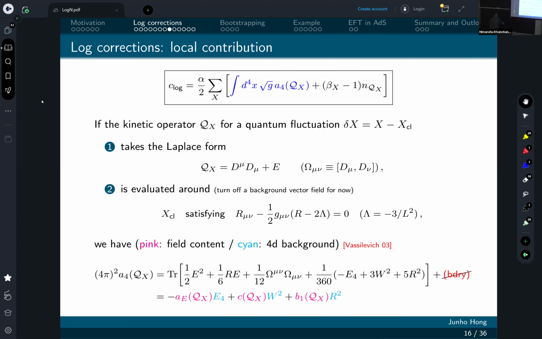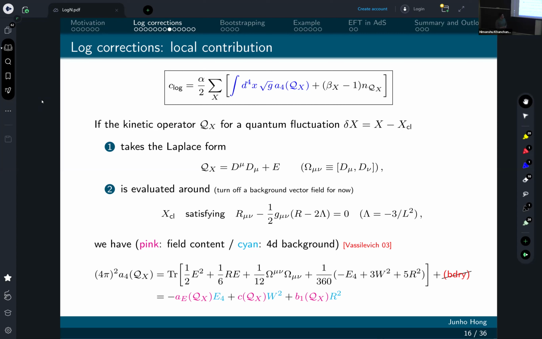Then you arrive at the following Hit-Corner formula, where the pink-colored coefficients are dependent on the field content because it's a function of the kinetic operator. But the cyan-colored terms are full derivative terms on the background, so they depend on the given geometry. Here I ignore the boundary terms, but in our paper, we investigate the boundary terms carefully and check that they do vanish for all types of geometries we consider upon holographic renormalization. But today, let's ignore them and proceed with this formula.